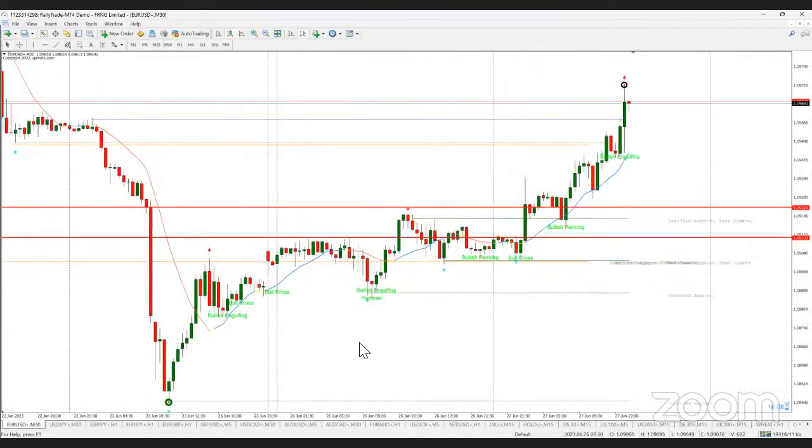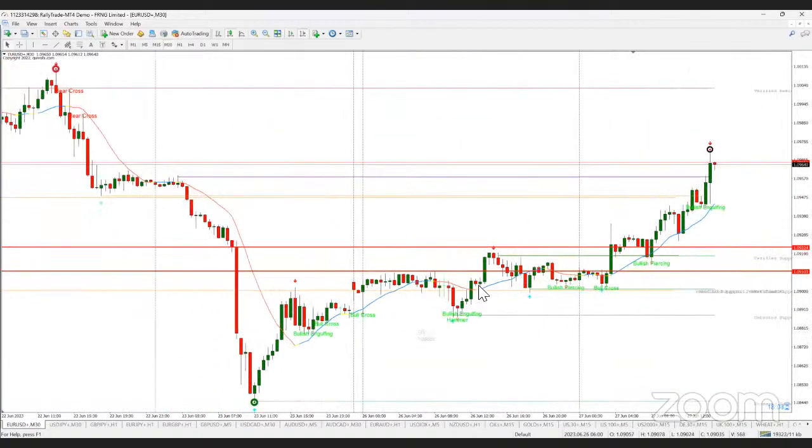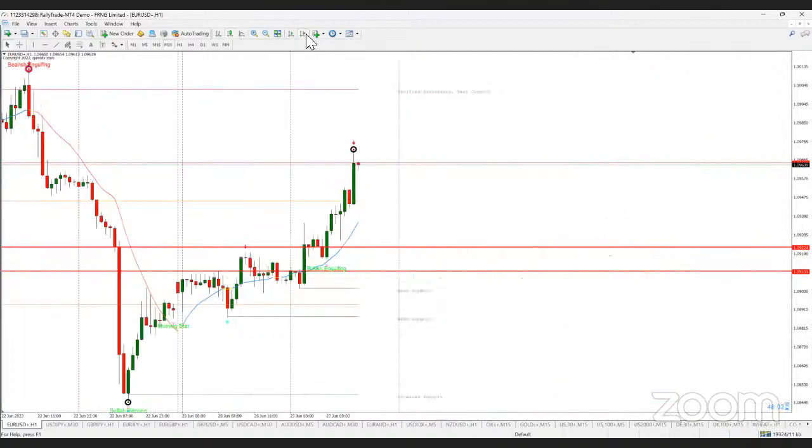That will now bring us to Euro USD. Do you think that Euro USD is still going to be doing more of a buy?